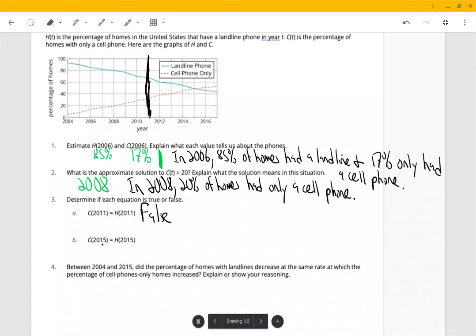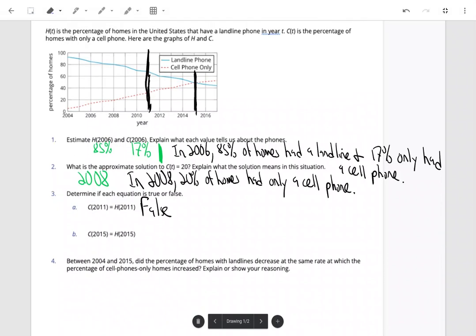Okay? And B, C of 2015 equals H of 2015. So are the two functions equal? Do the two functions have approximately the same value in the year 2015? And we can see that they do because the graphs intersect there. So that would be a true statement.